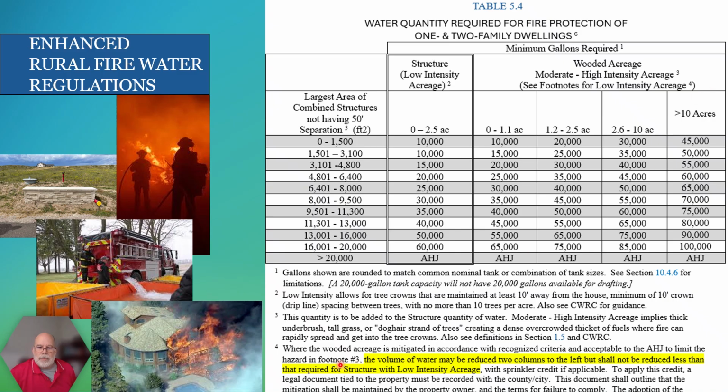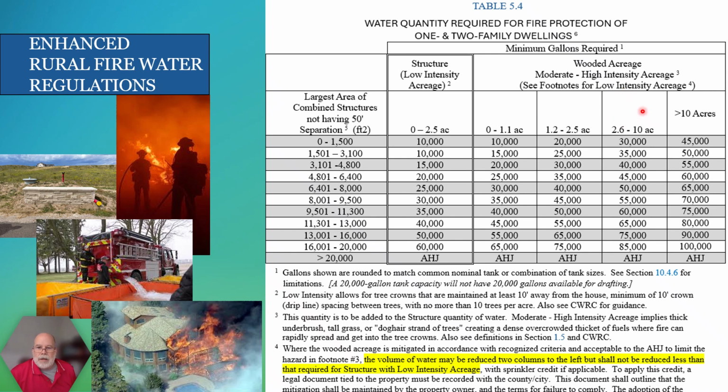But if we go down here to footnote number 4, it says where the wooded acreage is mitigated in accordance with recognized criteria and acceptable to the AHJ to limit the hazard in footnote 3, then the volume of water may be reduced 2 columns to the left, but shall not be reduced less than that required for a structure with low intensity acreage. So again, we said we had 5 acres with a 3,000 square foot house.